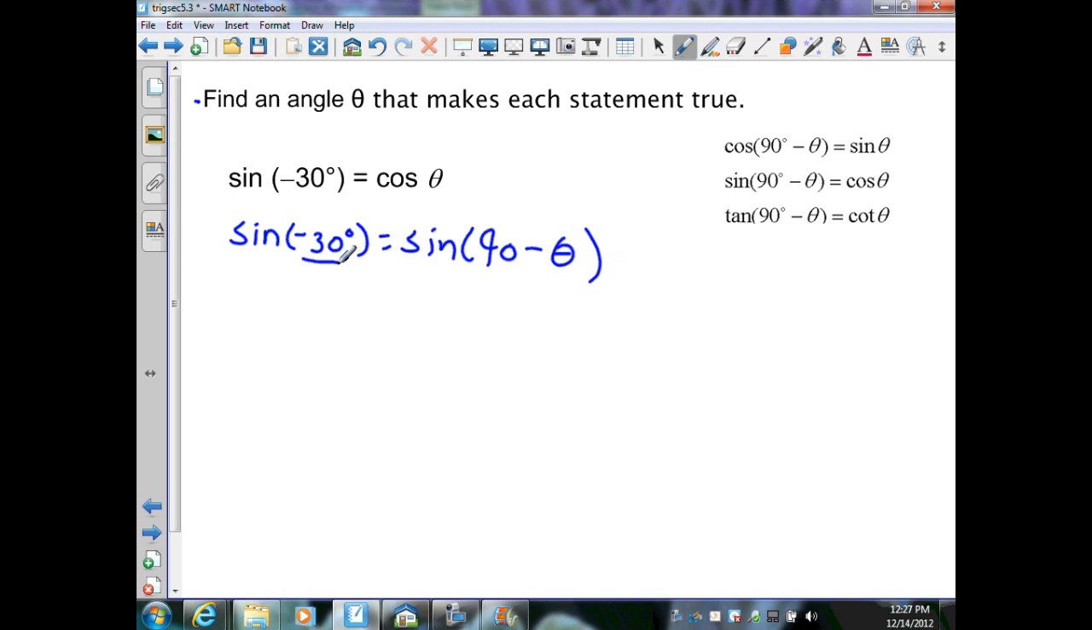Now I know that these two values must be equal, so I can set them equal. Negative 30 equals 90 minus theta. When I solve, I get a negative theta equal to a negative 120. And when I simplify that, theta is going to equal 120 degrees.